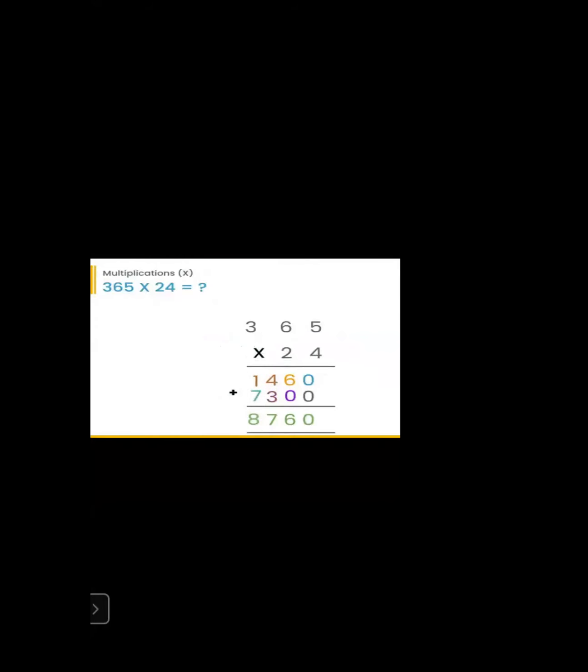Now let us sum up both values. That is 1460 plus 7300. That means 0 plus 0 is 0 and 6 plus 0 is 6. 4 plus 3 is 7 and 1 plus 7 is 8. Now the answer of 365 into 24 is 8760. And the answer is the milk costs rupees 8760 for a year.